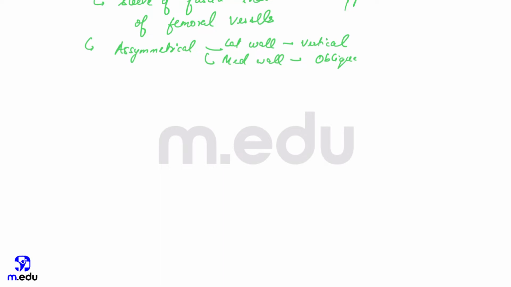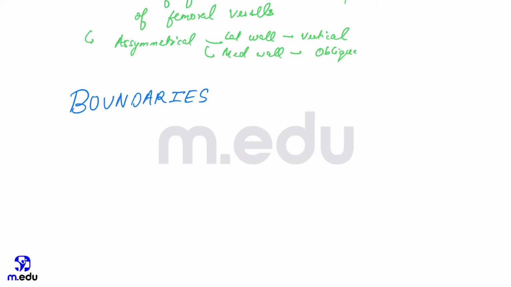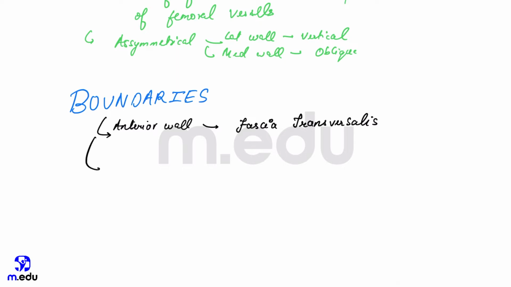Now let's look at the boundaries of the femoral sheath. So there are three boundaries of the femoral sheath. Anteriorly, its anterior wall is formed by fascia transversalis. Fascia transversalis lies deep to the transverse abdominis muscle. Its posterior wall is formed by fascia iliaca.